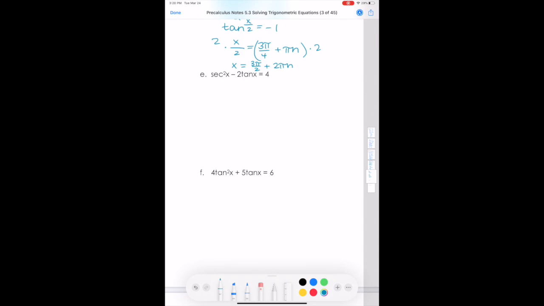Alright, for letter E, it's different. Looks like I'm going to have to factor, but I want them being the same. So I'm looking for two tangents. Since secant squared x is squared, I know it has a Pythagorean identity, so I'm going to switch that one over to tangent. And I'm going to combine my like terms.